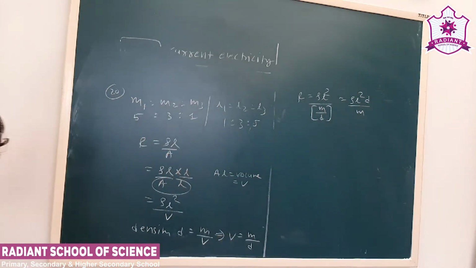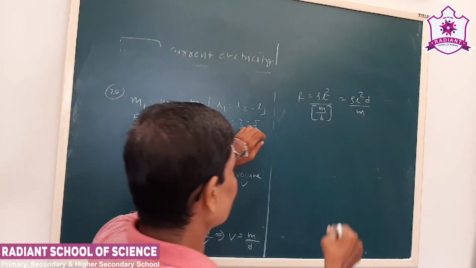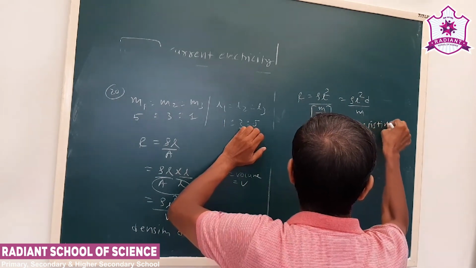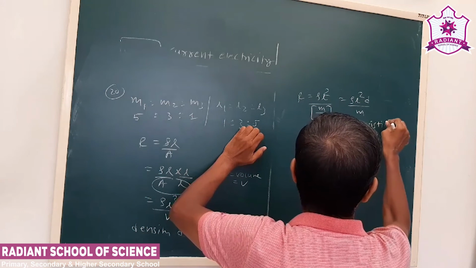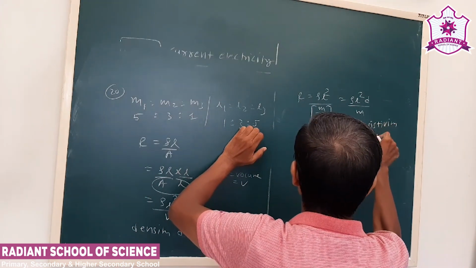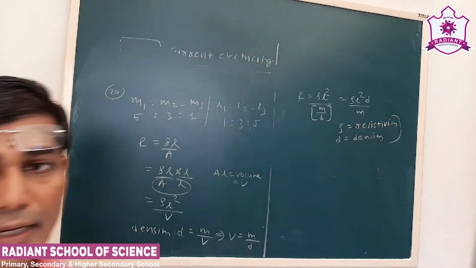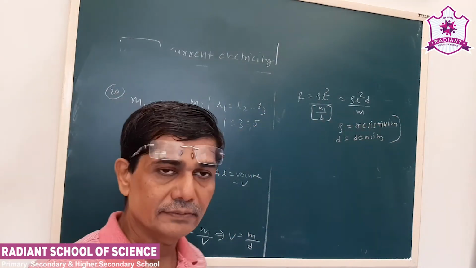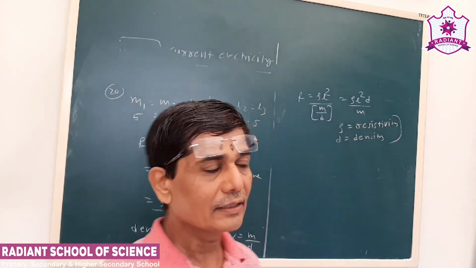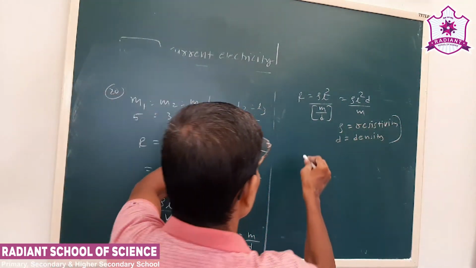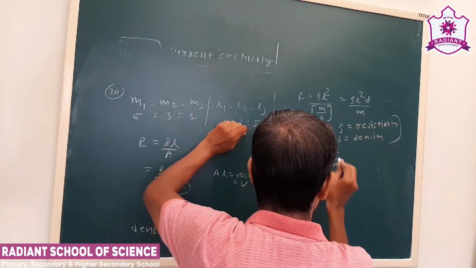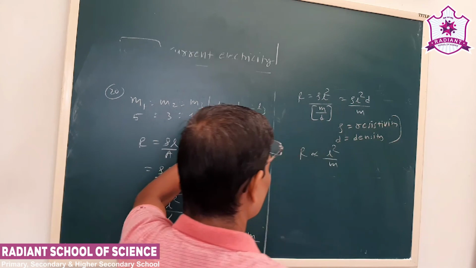Generally, the density and resistivity are independent of the dimension. Density and the resistivity are independent of the dimension. So finally resistance becomes R varies as L square by M.